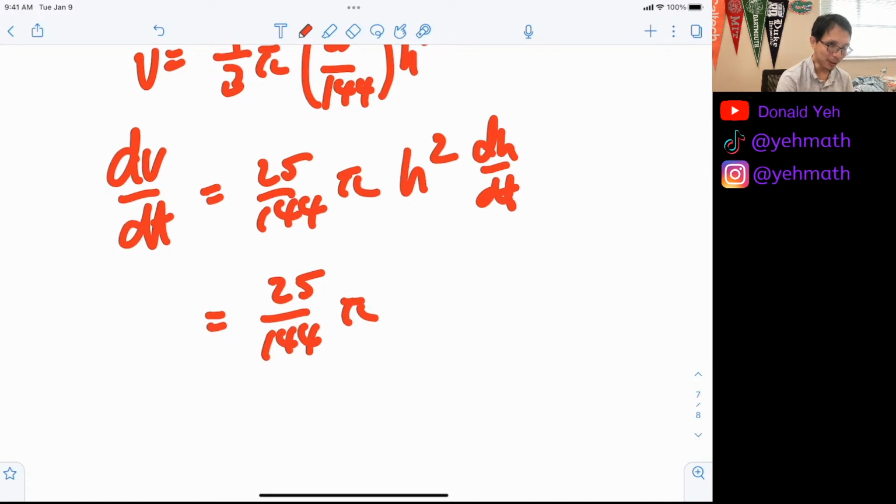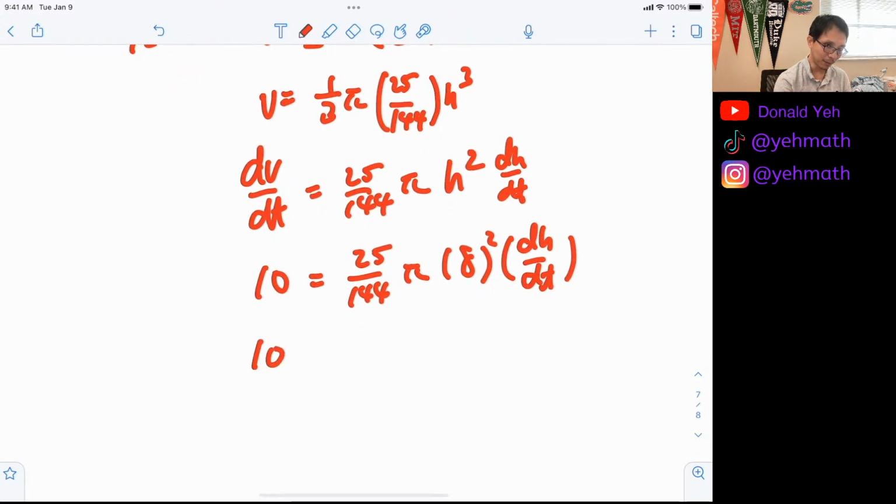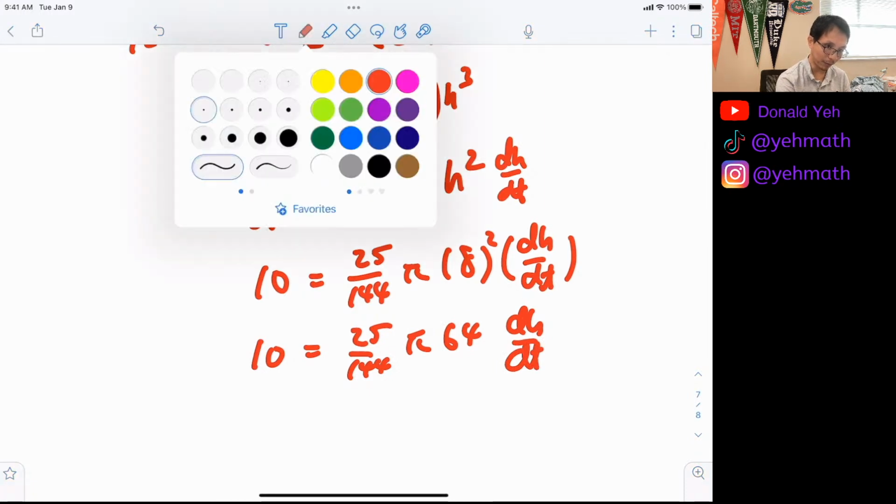What happened? Okay, first of all, somebody has to explain to me what base means. dh/dt is unknown. dV/dt is 10. It's all over. So what I do is I just simplify this. I move everything to the other side, but I'm going to simplify it more. So 25 over 144 pi times 64 and dh/dt. So 64, I'm going to simplify with a different color.